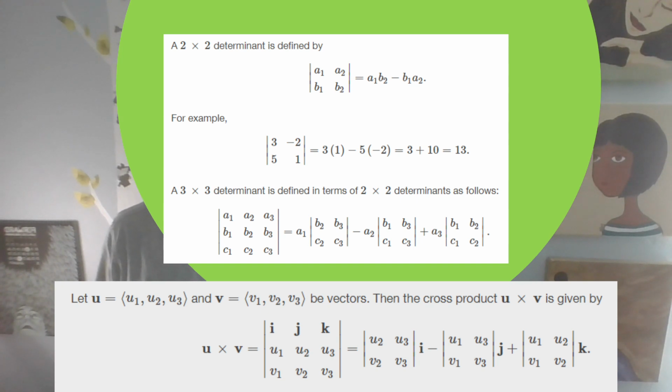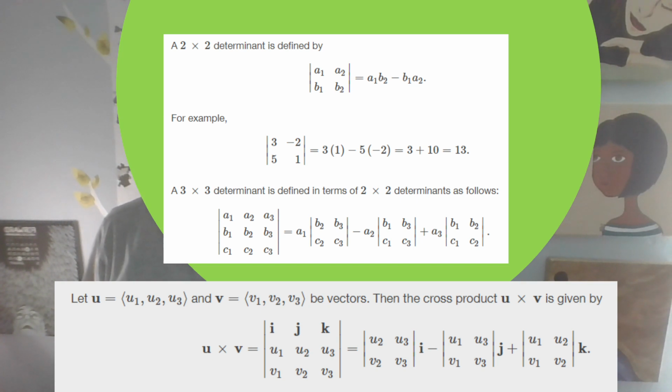Now for a three-dimensional, or a 3x3 matrix, one way to find the determinant is to expand. They call this expanding along the top row, where we have A1 and then the determinant of the 2x2 submatrix, that's B2, B3, C2, C3.